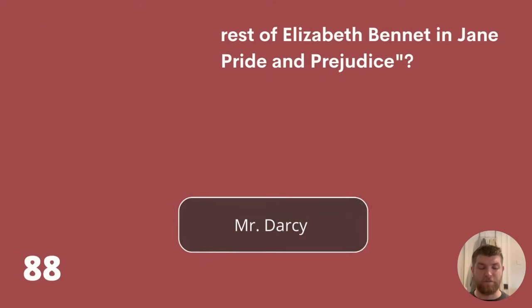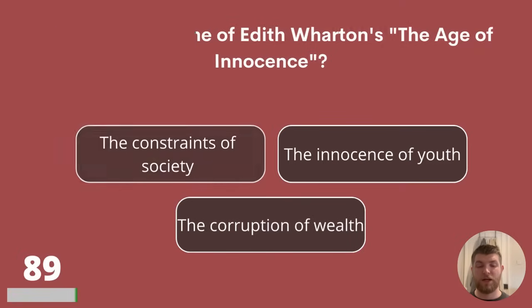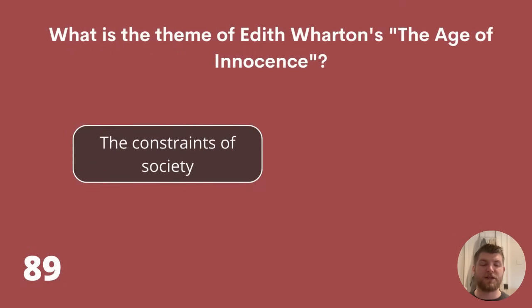Question 89. What is the theme of Edith Wharton's The Age of Innocence? The constraints of society, the innocence of youth, or the corruption of wealth? The answer is the constraints of society.